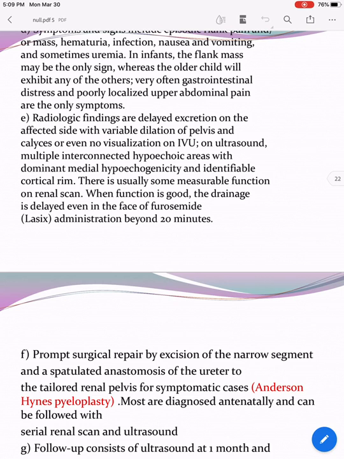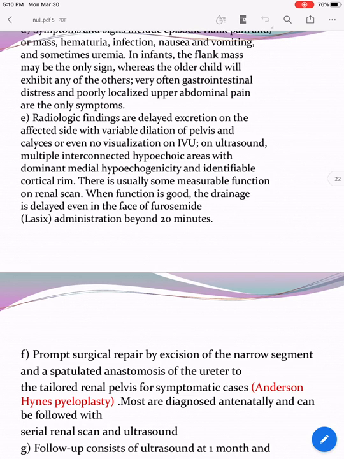The dimercaptosuccinic acid, DMSA scanning, and MAG3, mercaptoacetyl triglycine. DMSA is usually excreted by glomerular secretion, and it usually detects renal function, while MAG3 is usually secreted by tubules, and it usually detects the obstruction, the severity of obstruction. So by either one of them, we can detect the renal function or the severity of obstruction.